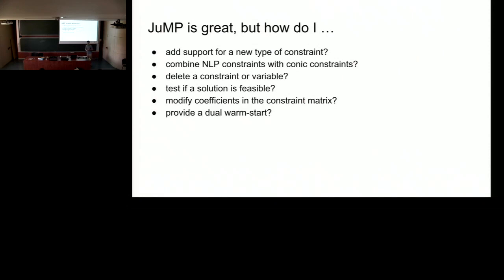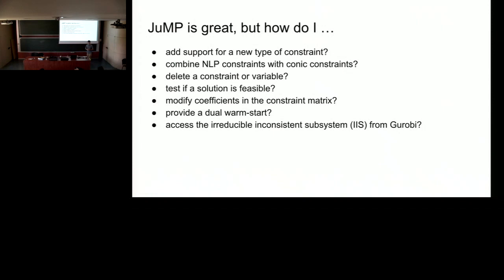How do I provide a dual warm start? Here's another thing that doesn't come up until you start supporting conic solvers, and conic solvers that use first-order methods, and the first-order methods can be sensitive to the starting point. You might want a warm start from a previous solution. And JuMP until now has only had the concept of a starting point for the primal, but not for the dual. It's useful to have both.